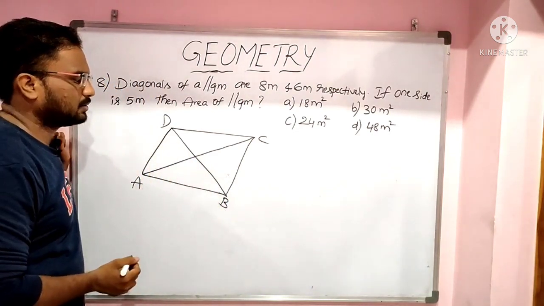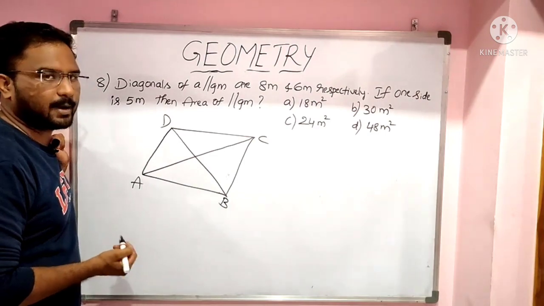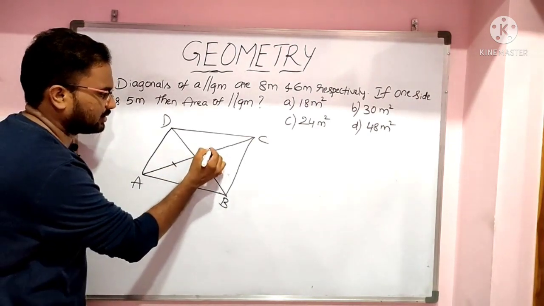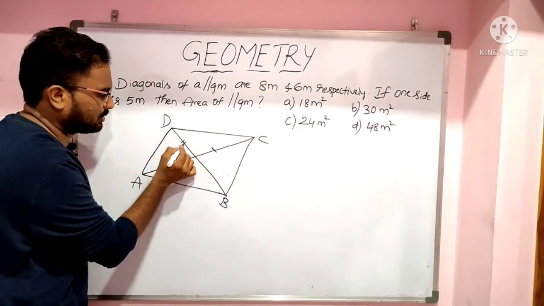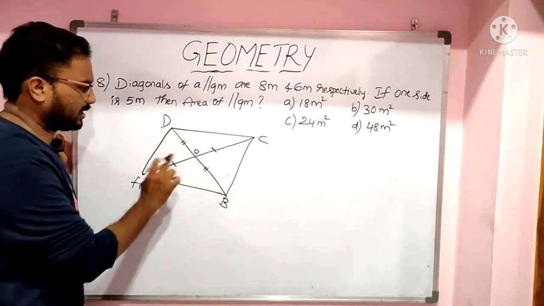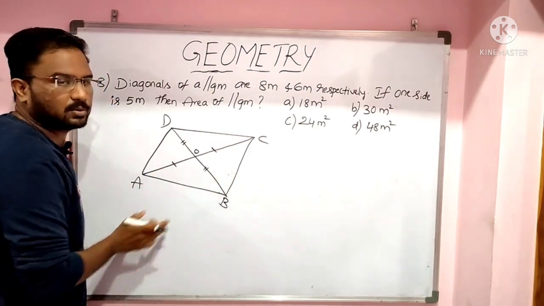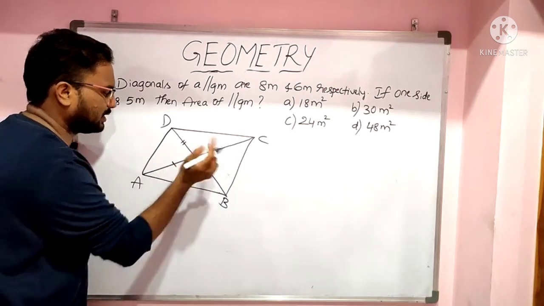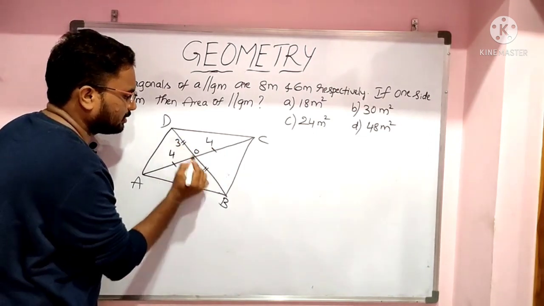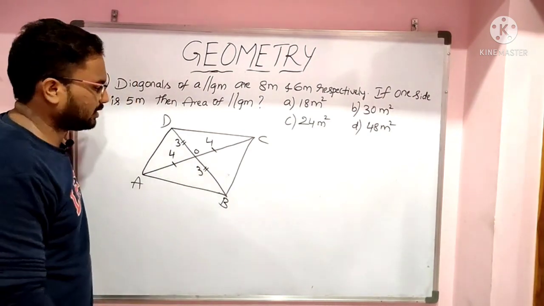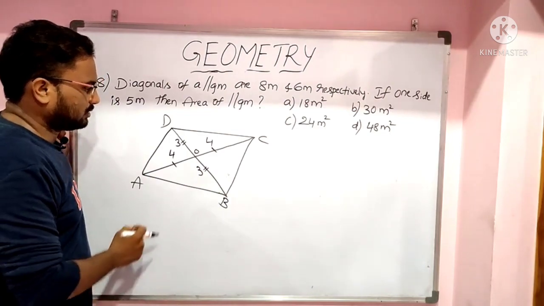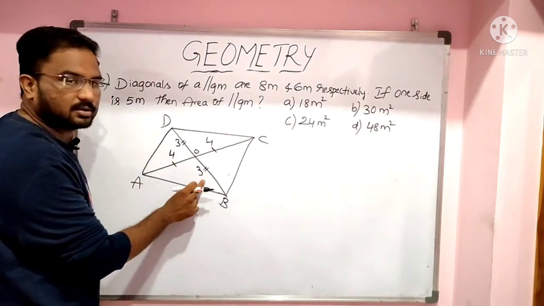So I already told you one property. In a parallelogram, the diagonals bisect each other. That means this length and this length are both equal, and these two lengths are both equal. Let us say the intersection is O. OA equal to OC and OD equal to OB. So if this total length is 8, then this will be 4 and this will be 4. If OD equal to 3, then OB equal to 3. So here this is 4 and this is 3.